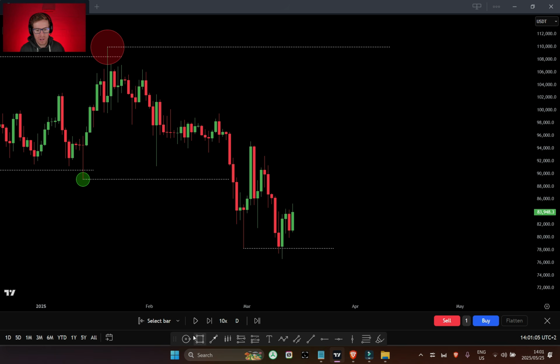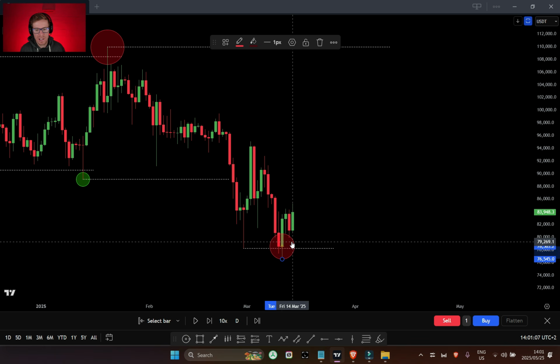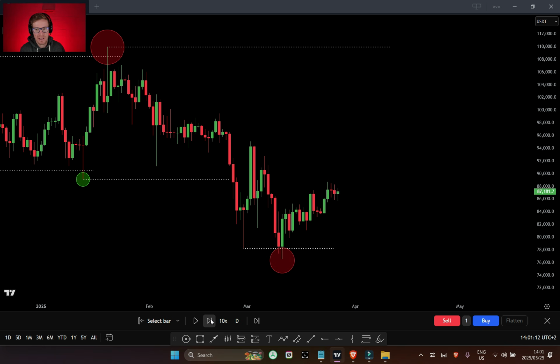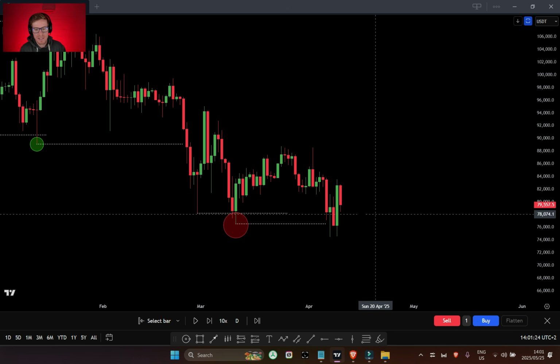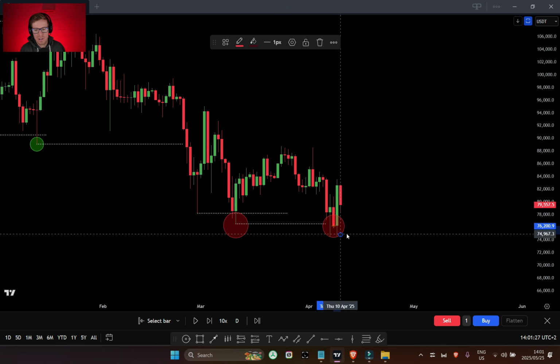So there you can go. You can see price taps into that low point over there, and it just moves on upwards, comes back down, and we can mark out these new lows, and you can see price comes back in, taps into these lows, and then we get a reaction off that point once again.